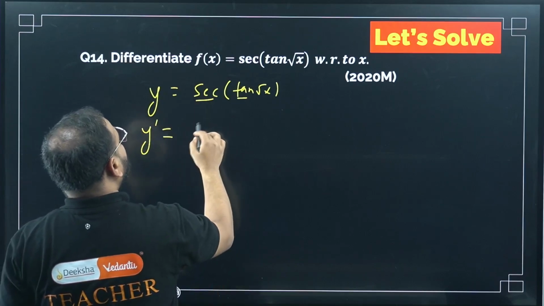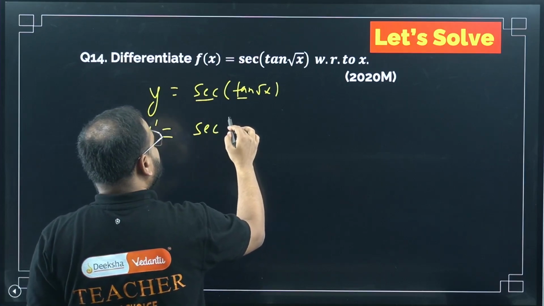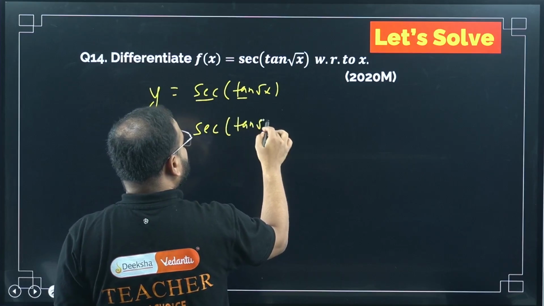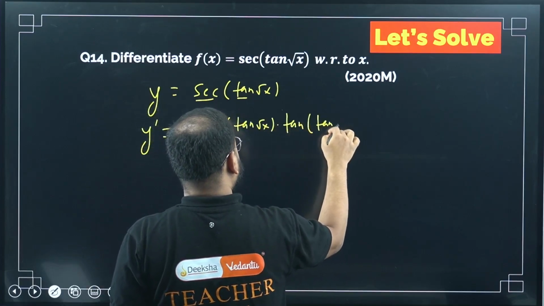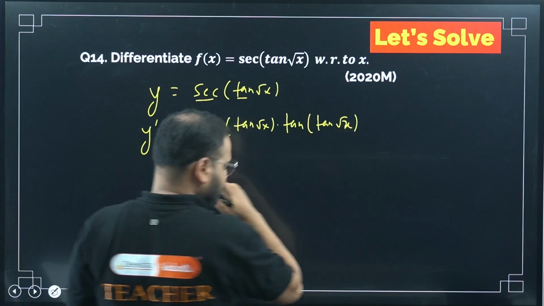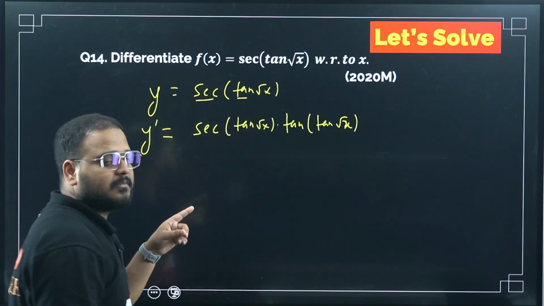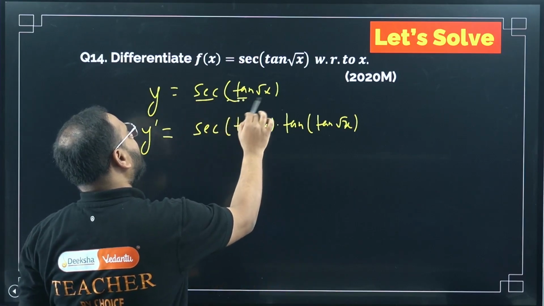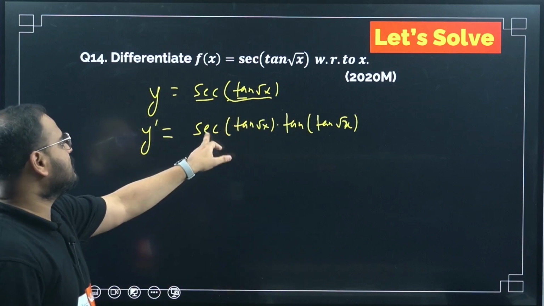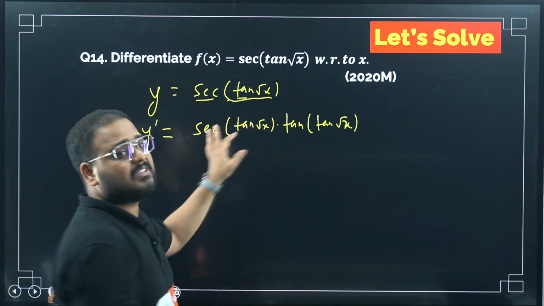Sec differentiation is sec into tan. So first I'll do sec: sec of tan root x into tan of root x. How many differentiations have we done? Only one, sir. Sec differentiation is sec x into tan x. This whole thing is for x only, some angle. So first only differentiation is only for sec.